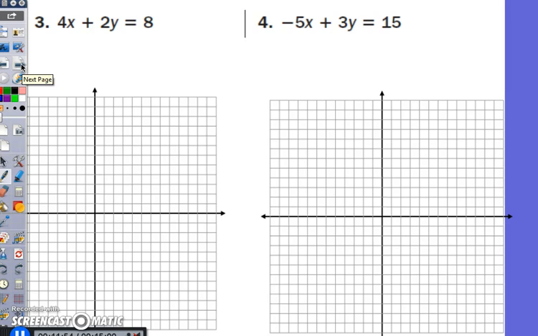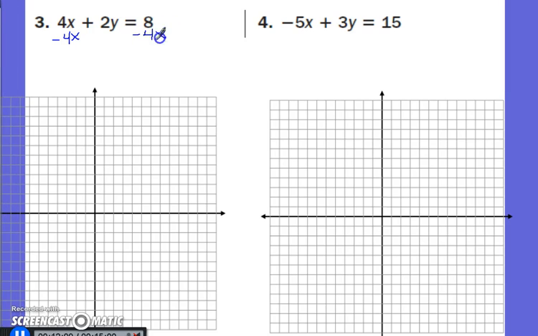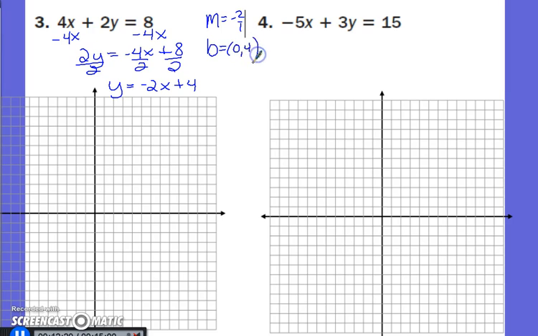All right, these are in standard form. So let's try to solve them. -4x minus 4x. 2y equals -4x plus 8, the 8's positive. Divide by 2. y equals -2x plus 4. My m is -2/1. My b is 0, 4. So 1, 2, 3, 4. You go down 2 and over 1 the whole way through. Continue to do this on your line and graph.